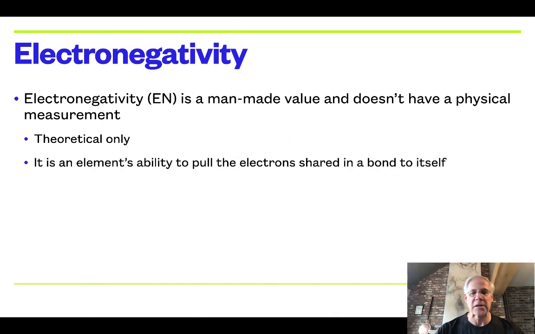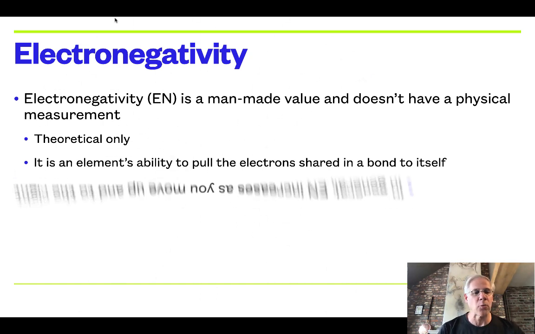Now, what is electronegativity? Well, it has to do with when two atoms form a bond between them, and it's the one element's ability to pull the electrons shared in a bond towards itself. I like to think of it in terms of if you have two people sharing a blanket, one of them might be more of a blanket hog, and that person would be the equivalent of a very electronegative atom. So the more electronegative an atom is, the more it wants to pull shared electrons towards itself within a bond.